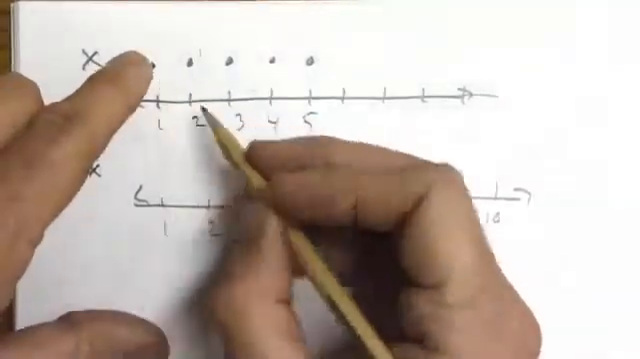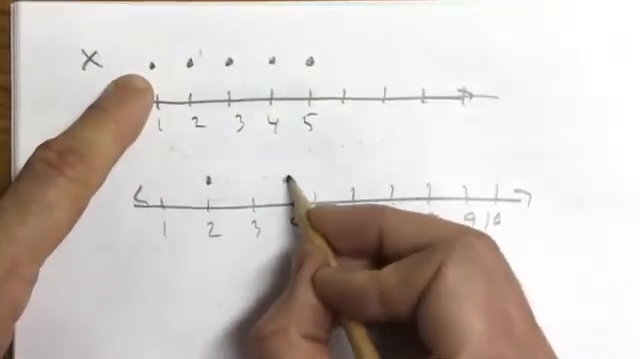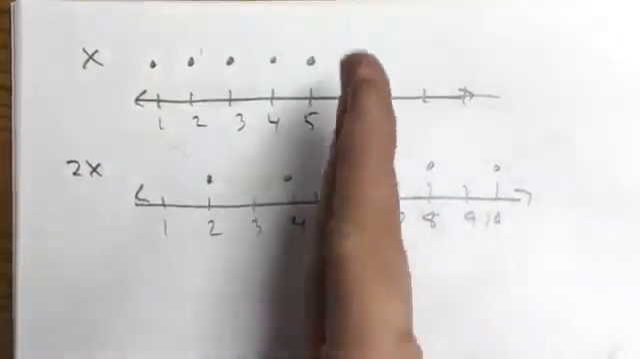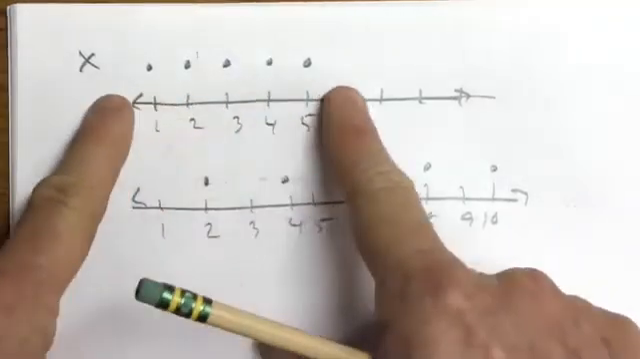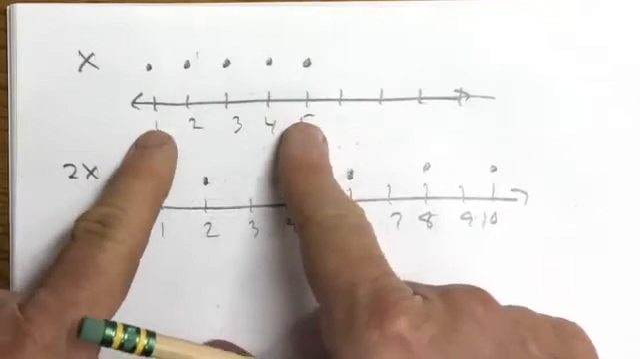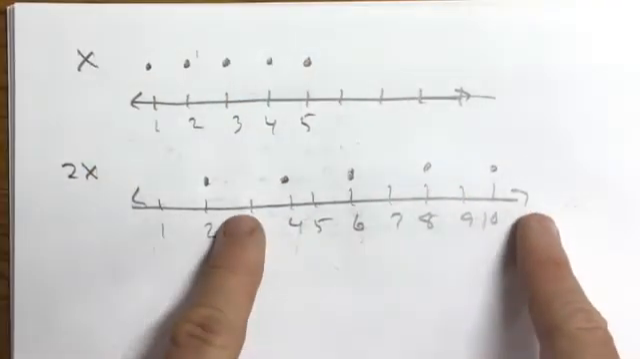So now this 1 becomes a 2. I multiply all these numbers by 2, so it ended up being 2, 4, 6, 8, 10. Notice how the center of this got doubled. It was at 3, now it's at 6. But notice how they're twice as spread out now. So the range went from 4 and now it's 8, and the IQR would be twice as spread out.